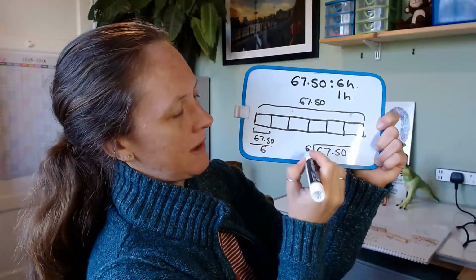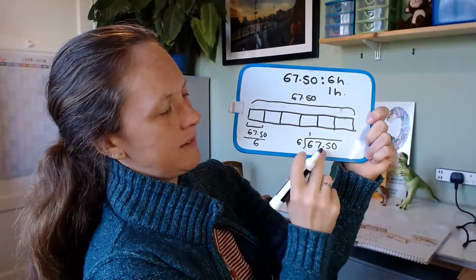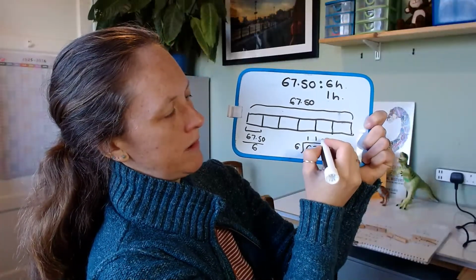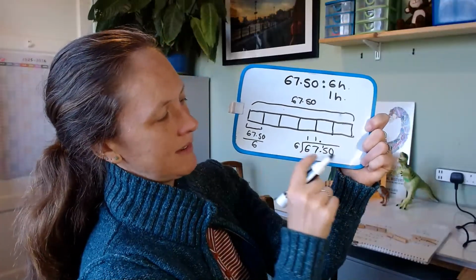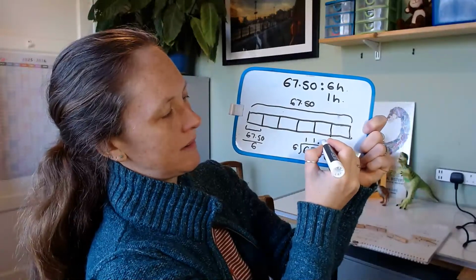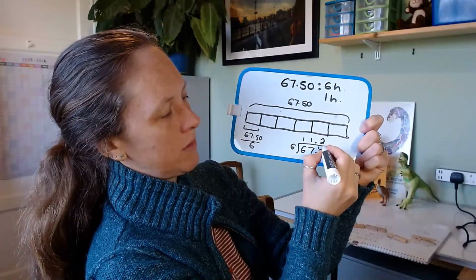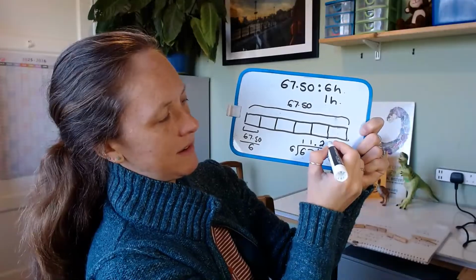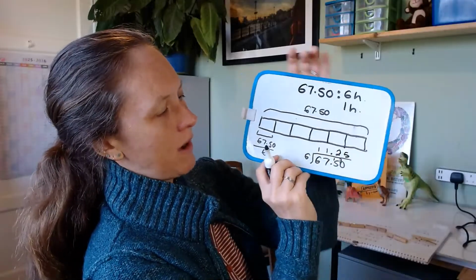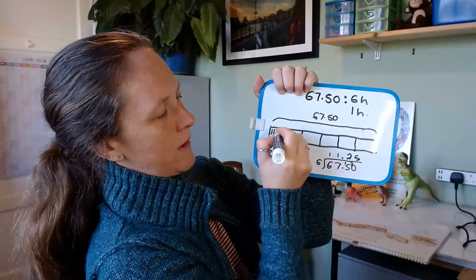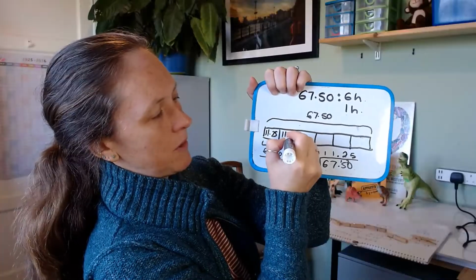So I put 6 on the outside. 6 into 6 goes once. 6 into 7 goes once with a remainder of 1. Put my decimal in the same place. 6 into 15 goes twice because 6 times 2 is 12 with a remainder of 3. 6 into 30 goes 5 times. So I can put £11.25 in all of these boxes.